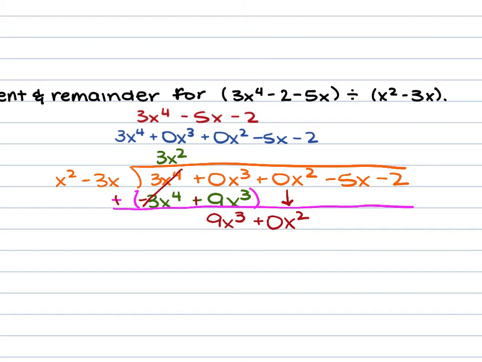So now you're asking yourself, the x squared times what is 9x cubed? If we multiply it by a positive 9x, we're going to get the 9x cubed.